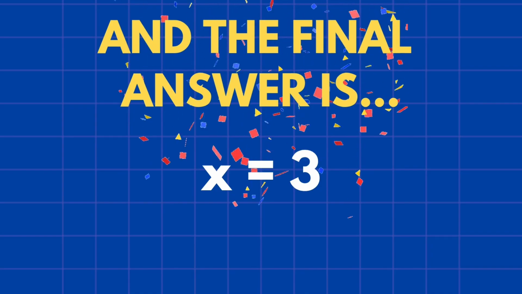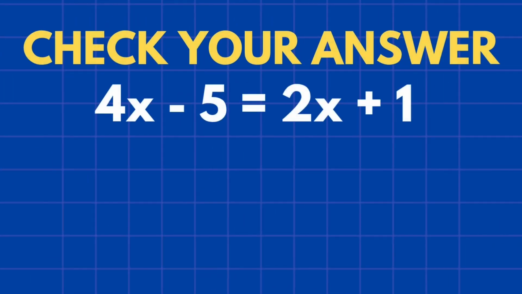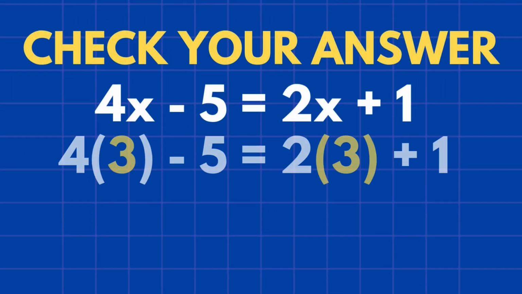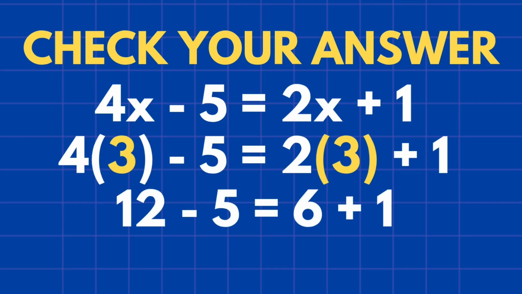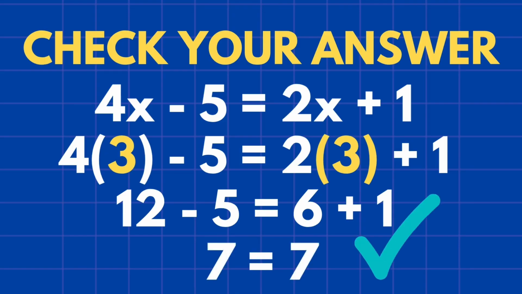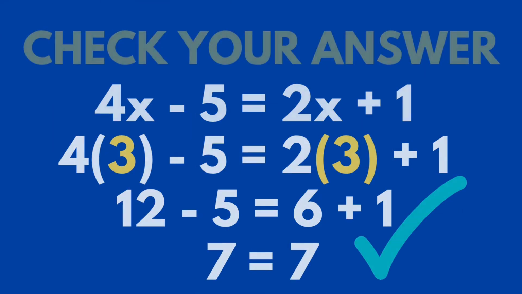Now that we have our answer, we can check to see if we are right. We're going to substitute 3 back into the original equation. We get 4 times 3 minus 5 equals 7. On the right-hand side, 2 times 3 plus 1 also equals 7. Once again, we are correct.